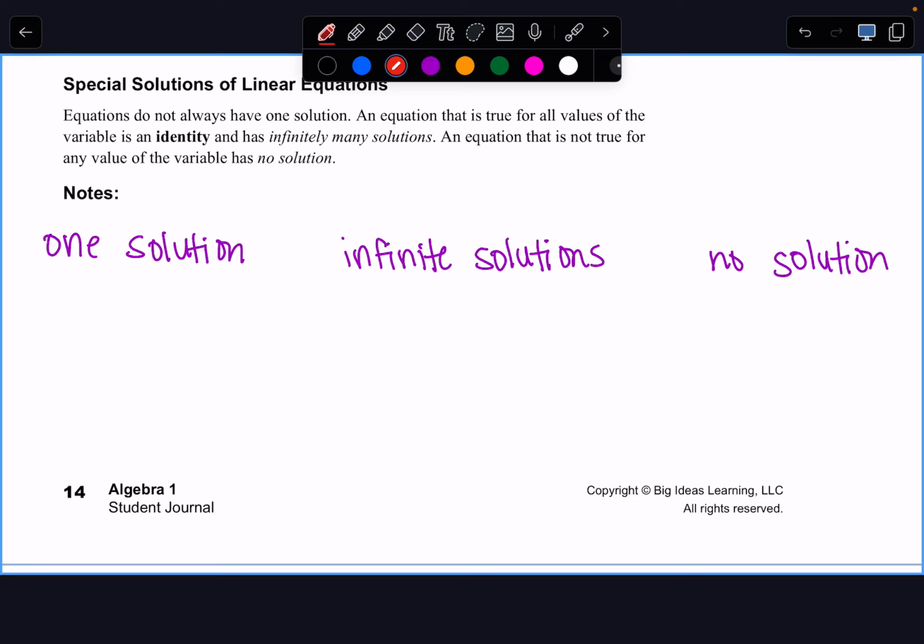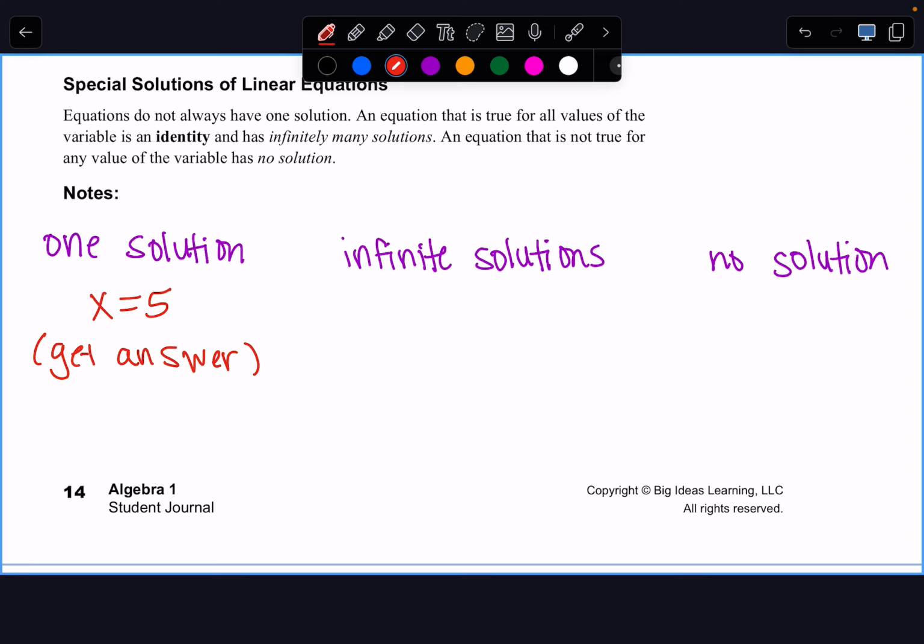Okay, if we have one solution, then we're going to get an answer. Okay, x equals 5. x equals 15, x equals negative 2/3. We're going to actually get an answer. However, when we have infinite or no solutions, it's going to be a little strange at first because what's going to happen? The x's are going to go away. They're going to disappear.